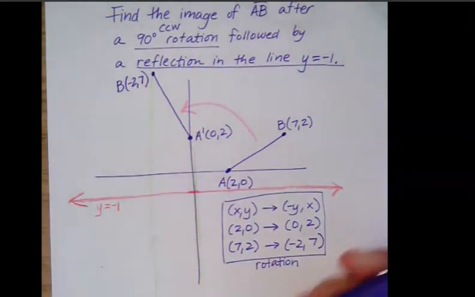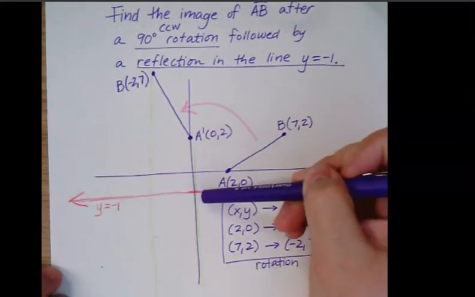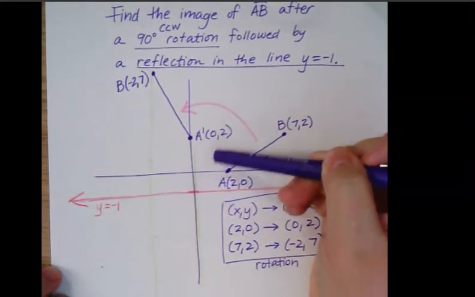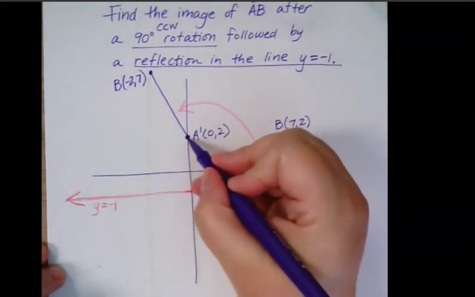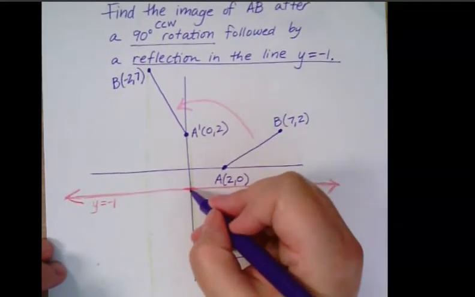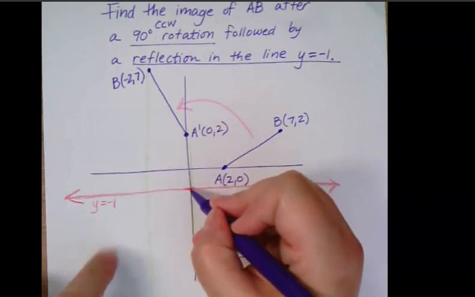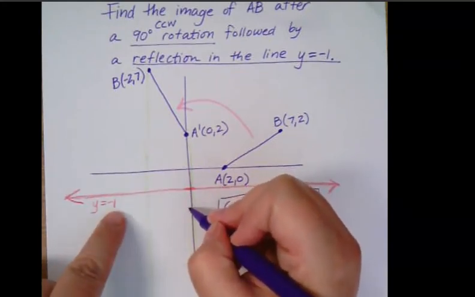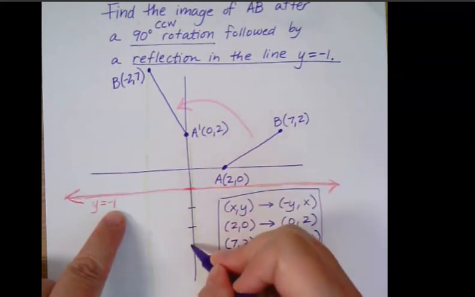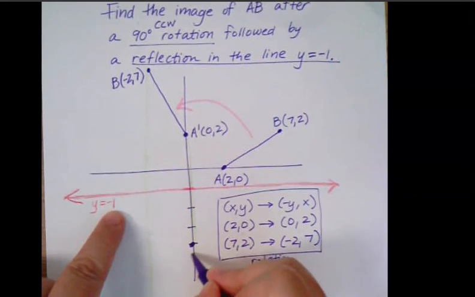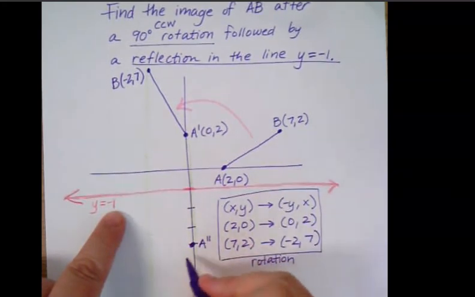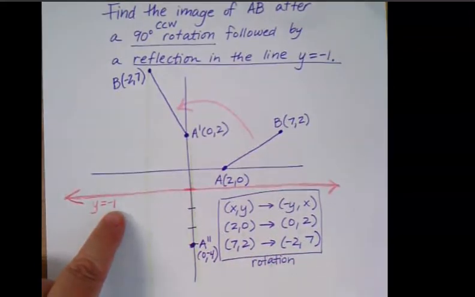Okay, so how far is 2 above negative 1? Comparing just the y values. Well, 2 minus negative 1 is 3. So this is 3 units above the line, so I need to go 3 units below the line. So that means from negative 1, I go to negative 2, negative 3, negative 4. So my A double prime is going to be at (0, negative 4). To cram it in there.